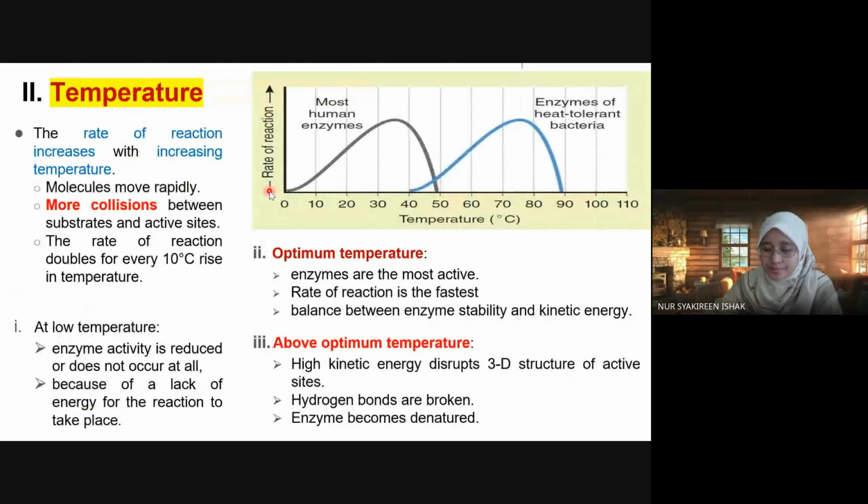Okay, so next, the second factor is temperature. It says here the rate of reaction increases with increasing temperature. For this one, most human enzymes will work at their optimum temperature based on our body temperature, which is maintained at 37 degrees Celsius. So as the temperature increases up until the optimum temperature, this is the maximum rate of reaction. But beyond this temperature, beyond 37, for example, the enzyme will start to denature and the rate of reaction will decrease.